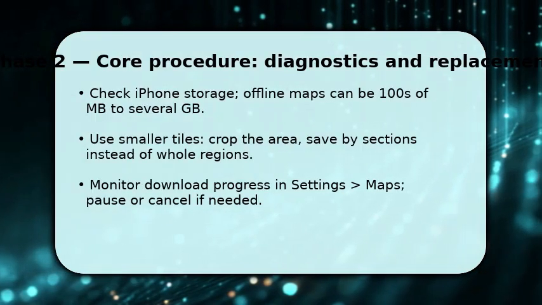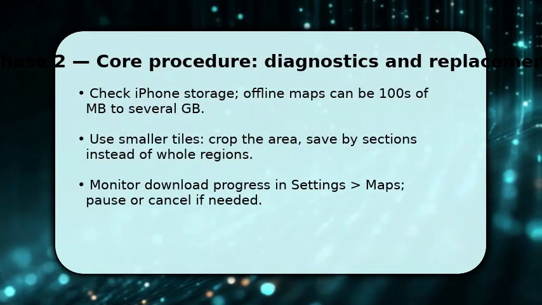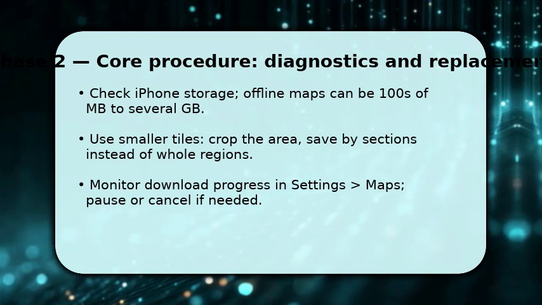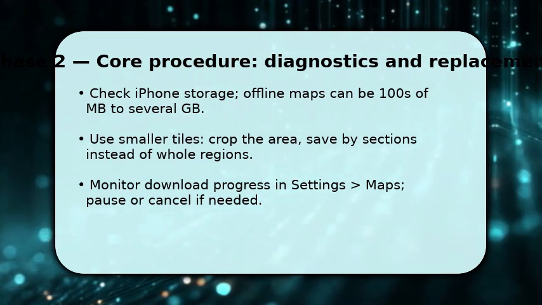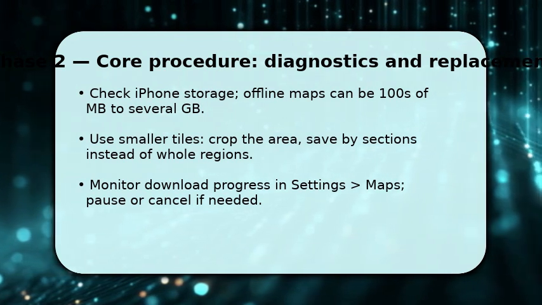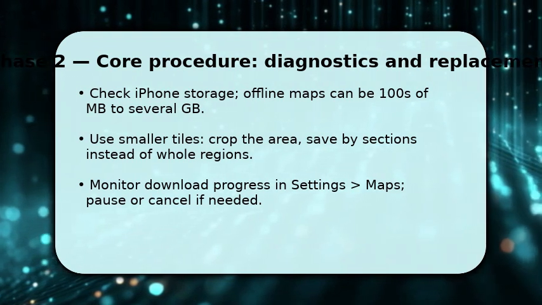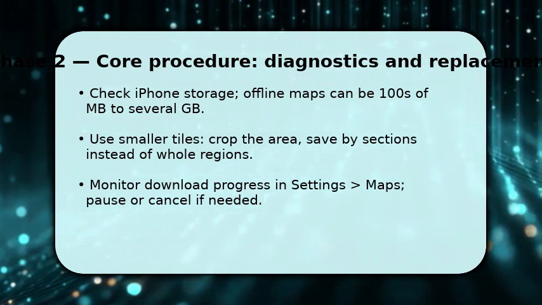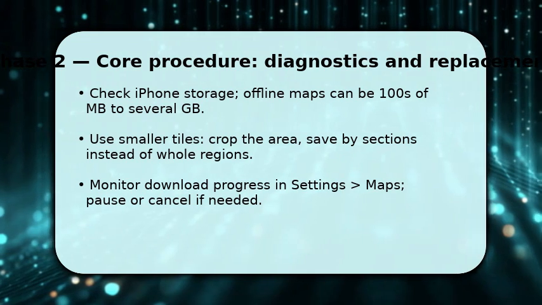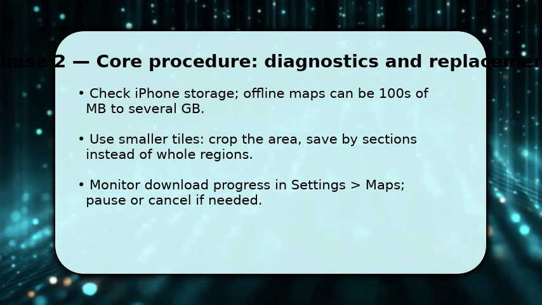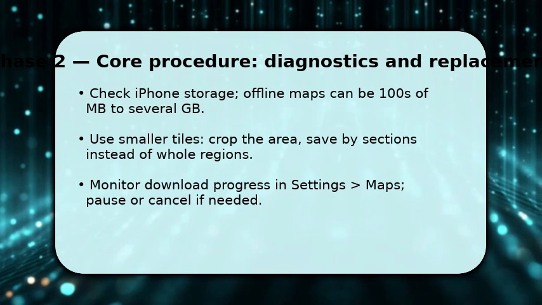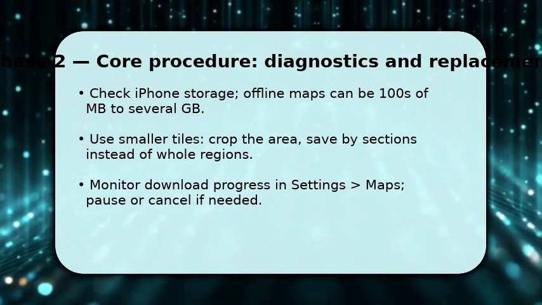First, inspect storage in Settings. Offline areas can range from a few hundred megabytes to several gigabytes. Next, download smaller sections. Crop or save neighborhood tiles rather than whole states and label them for quick access. Once a download starts, watch progress in Settings Maps so you can pause or cancel if you need space. This keeps maps fast and conserves your iPhone's capacity.